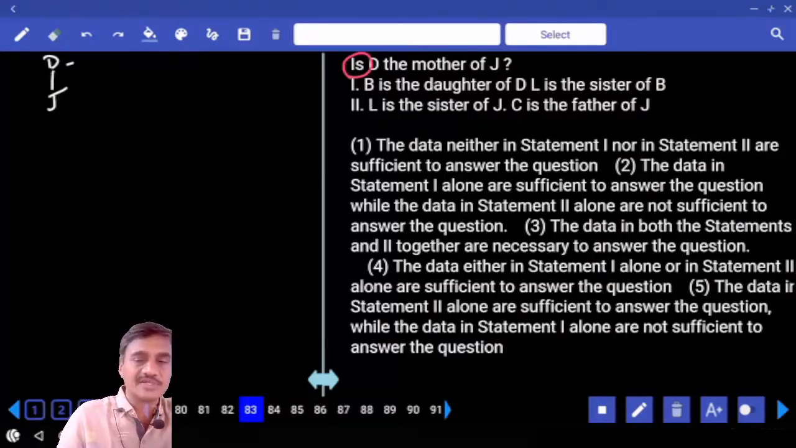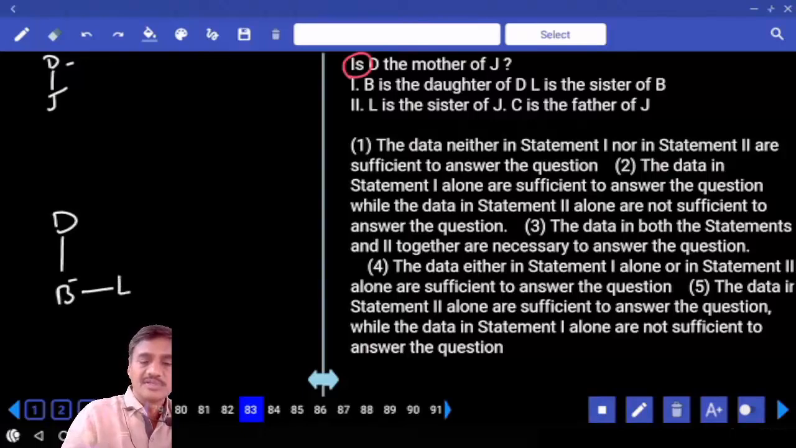Because it is of S and no type. B is the daughter of D. Now this B is the daughter of D. L is the sister of B. L is the sister of B. How this J is related to D, B and L, that is not known. Hence 1 alone is not sufficient.